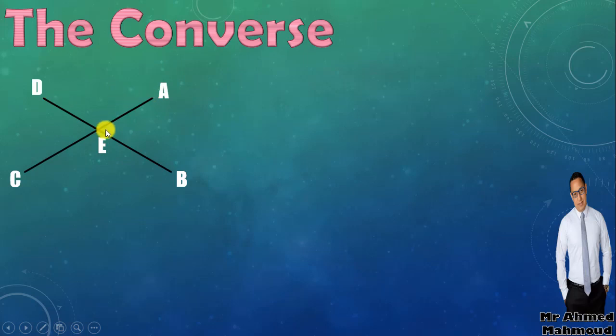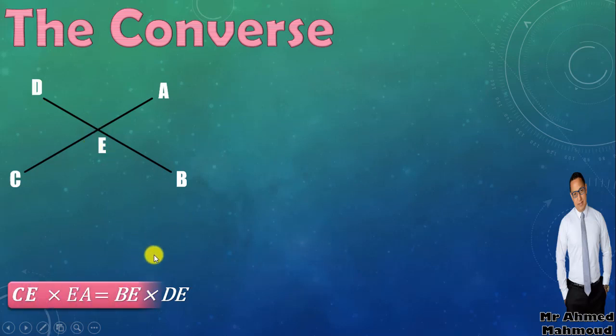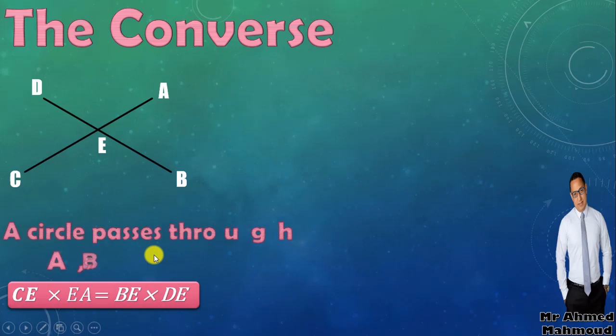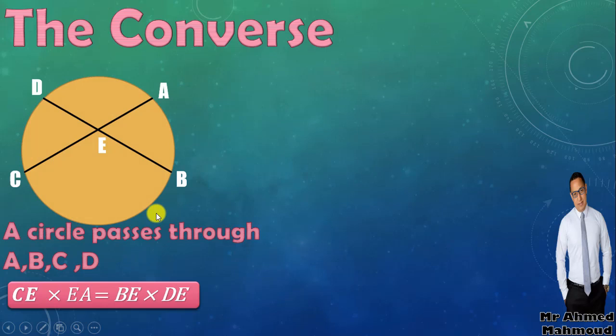Again, if EA times EC equals EB times ED, then there is a circle that can pass through A, B, C, and D like this. Then there is a circle that passes through A, B, C, and D, and the circle will be like this. We are going to use this rule when we are asked to prove that there is a circle that passes through the four points.